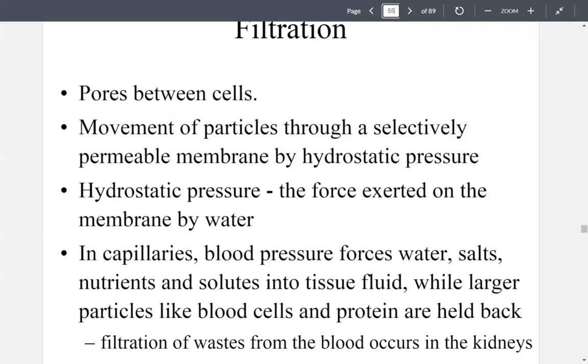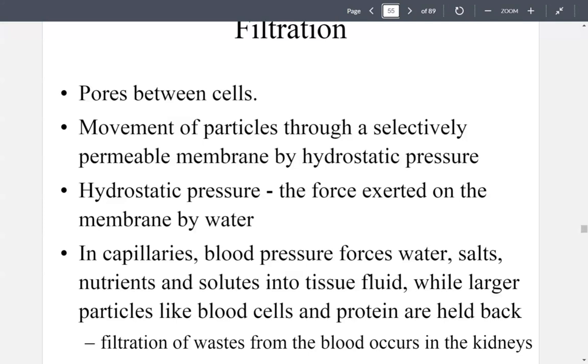So think of a hose. Think of your faucet. The pressure of the water coming out of that hose, out of that faucet, that is hydrostatic pressure. So this hydrostatic pressure is going to be everywhere in the body, wherever there is fluid. And specifically, we see filtration in two main places: capillaries, wherever there's capillaries, and the kidneys, specifically in the nephrons. We'll talk about that later.